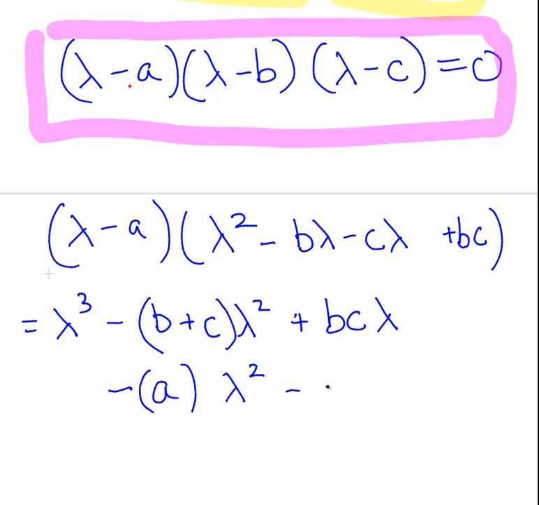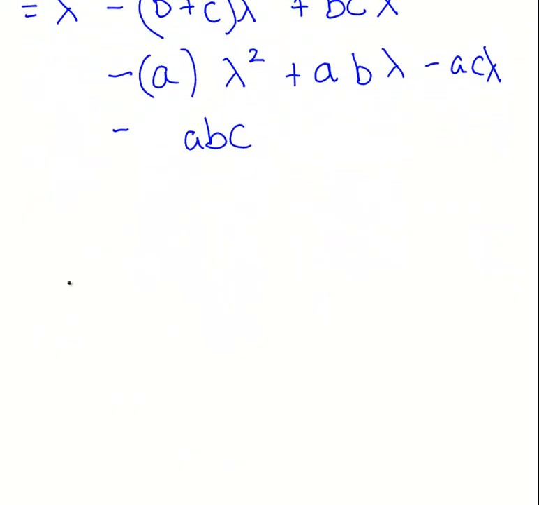Minus AB, minus A times C lambda, and so on. But the last bit is the most important. Essentially, I'm just multiplying it out, but the last bit is ABC. What I'm getting at here is as follows: this would be equal to lambda cubed, and then you have all the other terms in the middle, which I'm not particularly interested in, minus ABC.